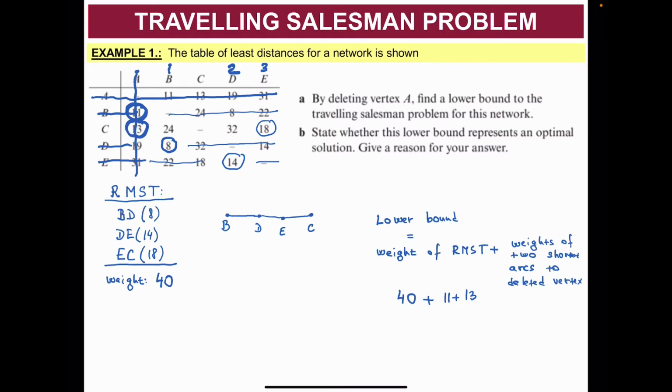So when you look at it, I connect A here and then to C. So AB was 11 and this one was 13. So together I have the lower bound 64.